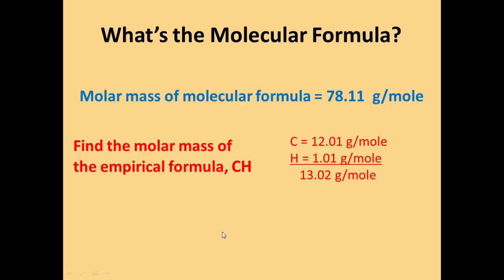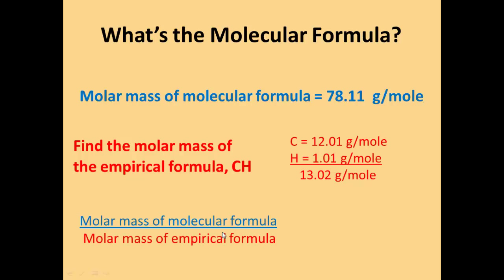Now let's do something really cool. Let's compare the molar mass of the molecular formula to the molar mass of the empirical formula. The molar mass of the molecular was 78.11. In the little calculation we just did, we found out that the empirical formula had a molar mass of 13.02 grams per mole. If the molecular formula is a multiple of the empirical formula, when we compare their molar masses, we should find out what that multiple is.